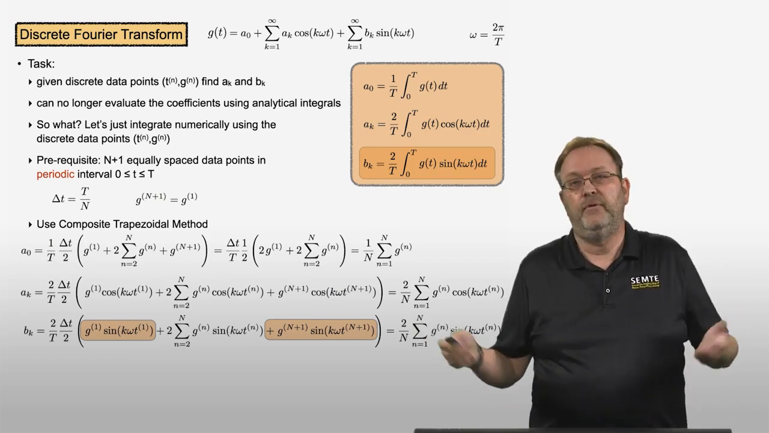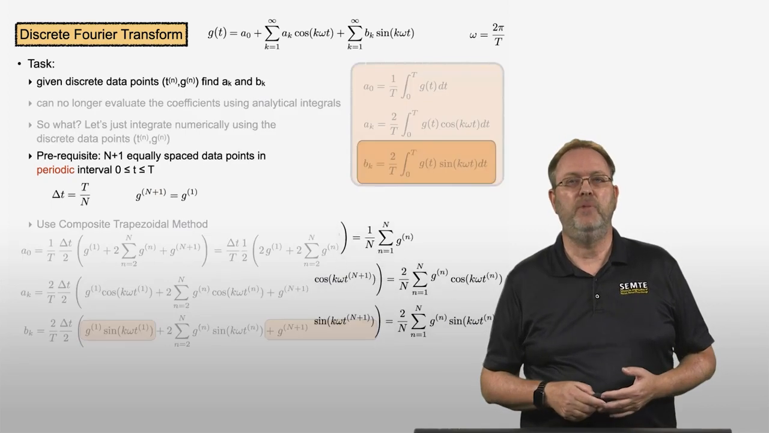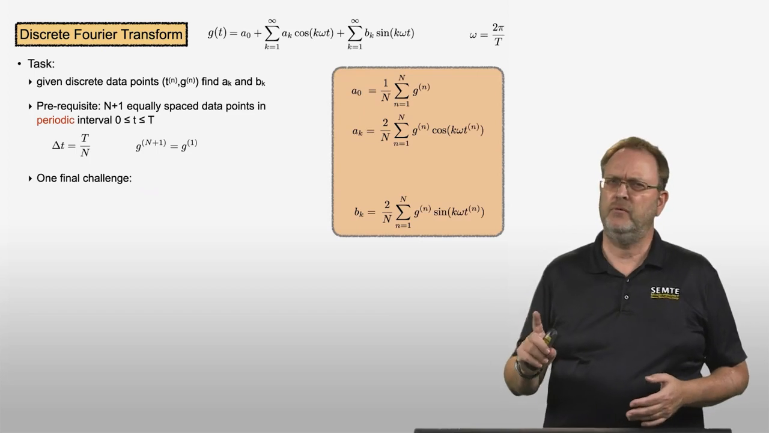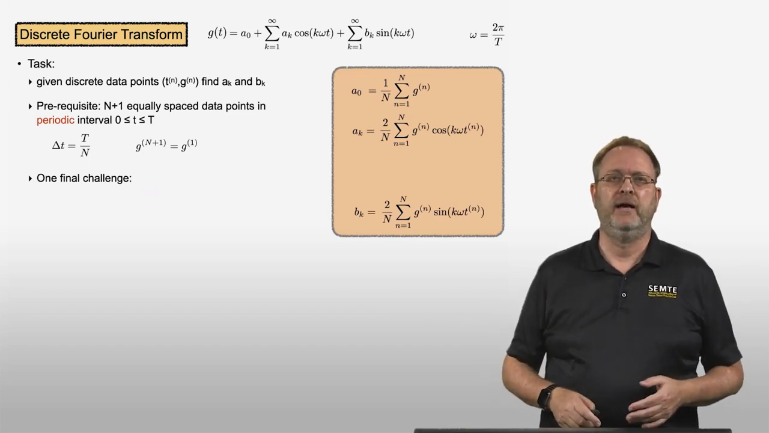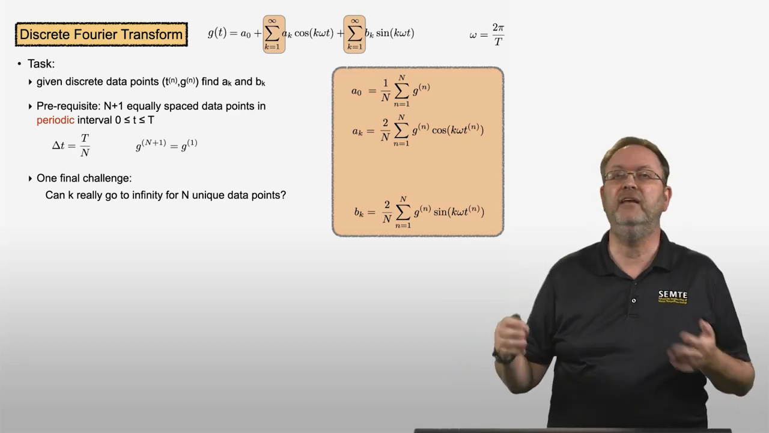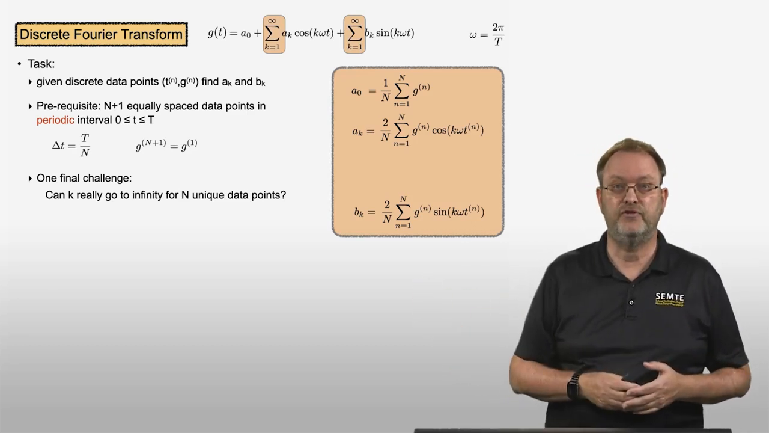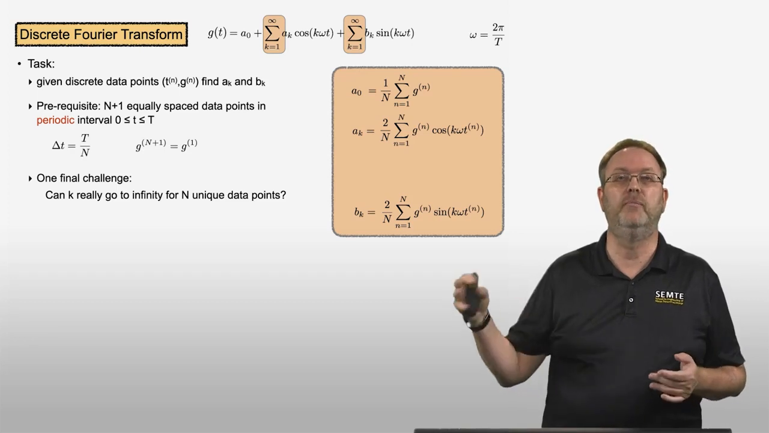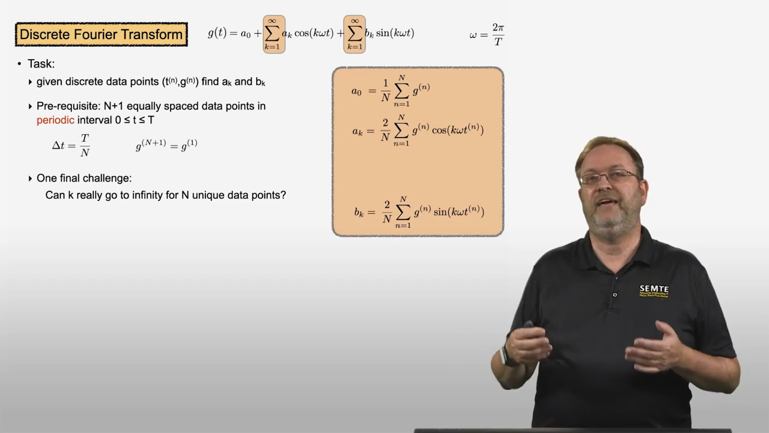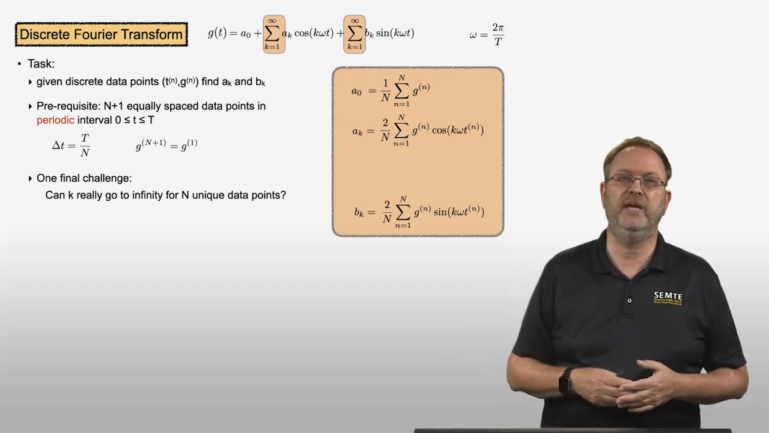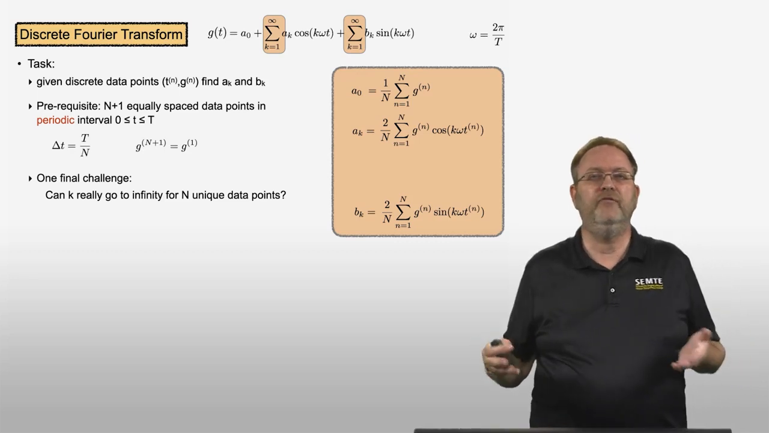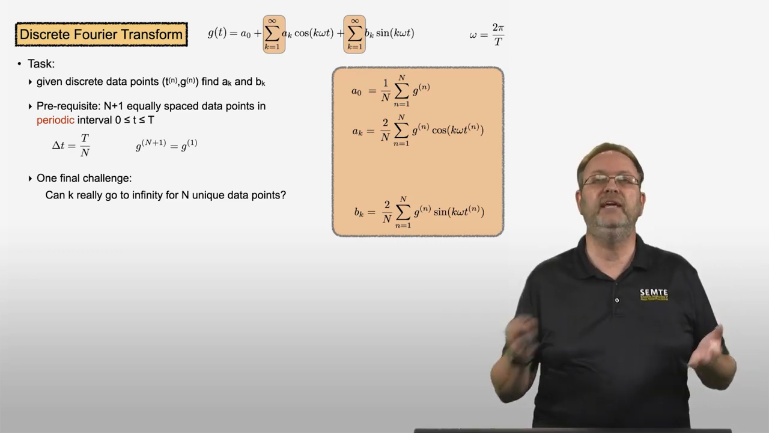So that's just evaluating these integrals using the composite trapezoidal method. There's one final challenge though. In the Fourier transform, we had infinitely many wave numbers. The wave numbers went from 1 to plus infinity. Now, because we only have a finite number of discrete data points, can k really go to infinity if we only have uppercase N unique data points?